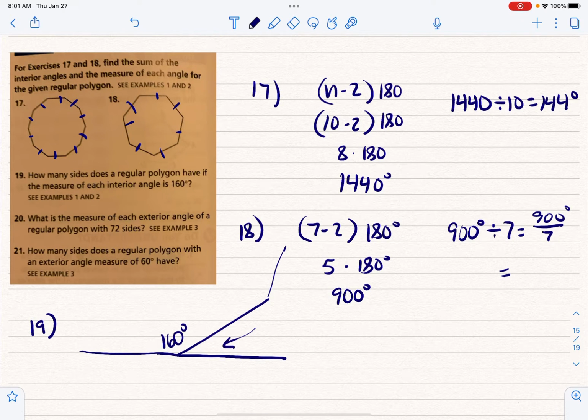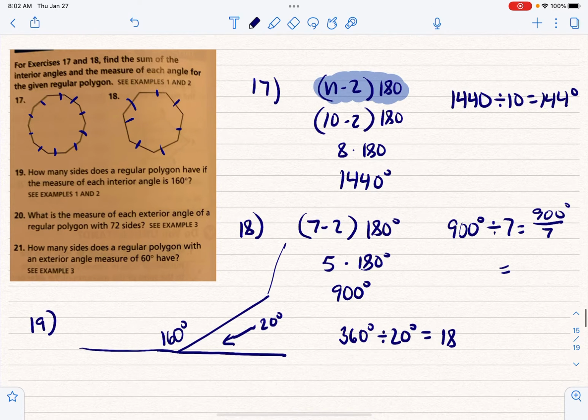Well, that would mean that an exterior angle, because those two have to be supplementary, would have to be 20 degrees. So therefore, every exterior angle would be 20 degrees. And I know the exterior angles always add up to 360. The interior angles always have to use this formula, n minus 2 times 180. But the exterior angles always sum to 360 no matter how many sides it has. So I just take my 360 degrees and divide it and ask, how many 20-degree angles are in there? And the answer is 18. So for number 19, the answer is it has 18 sides.